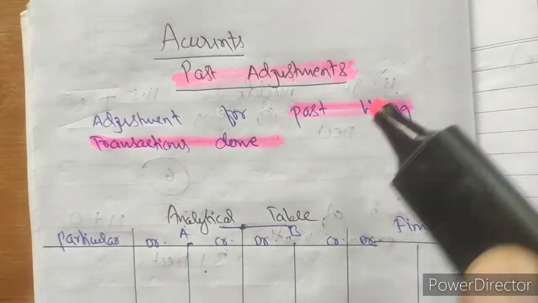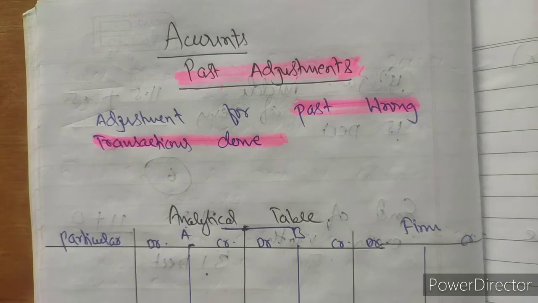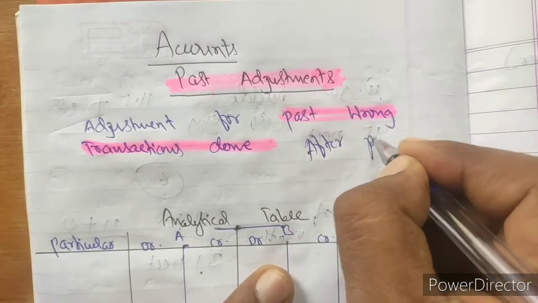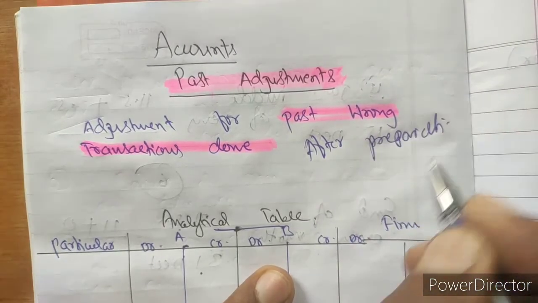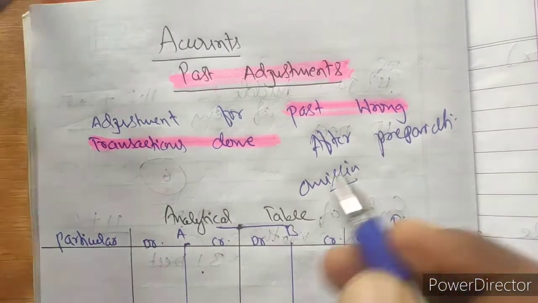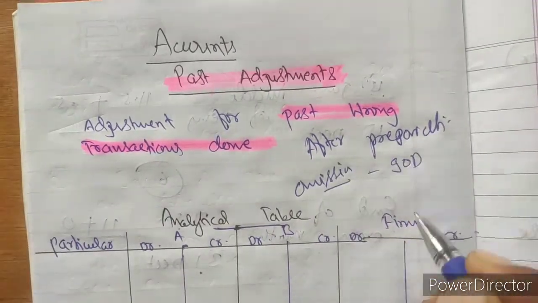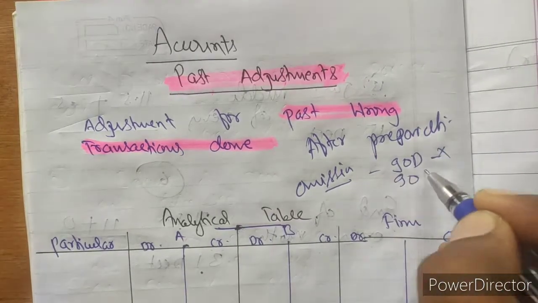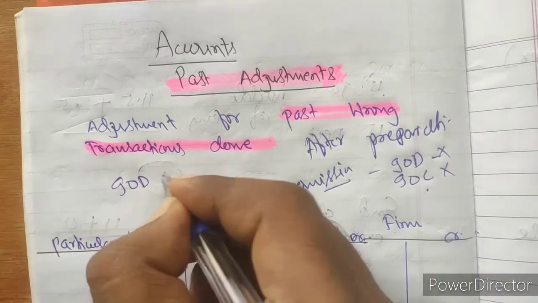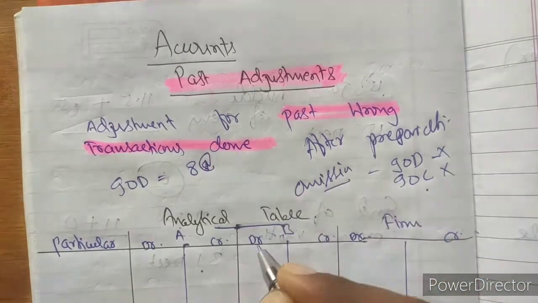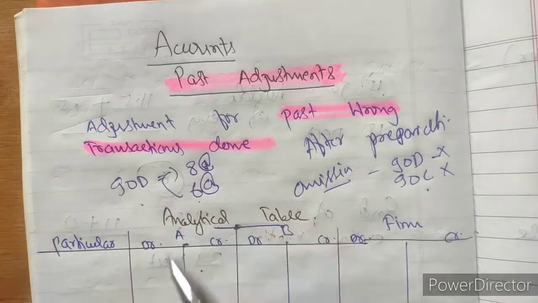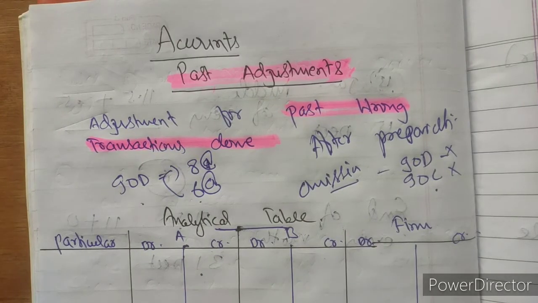In a business, while preparing the final accounts, the profit and loss account and balance sheet, after preparation, if we find any kind of omission, suppose after preparing all the accounts we found that interest on drawings was not paid or interest on capital was not paid. Not only not paid, but sometimes wrongly paid. Suppose interest on drawings was charged at the rate of 8% in place of 6%. Instead of 6%, 8% was charged. So there are certain errors which happen.